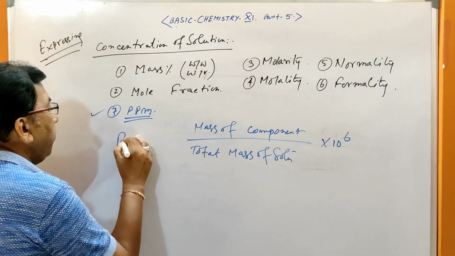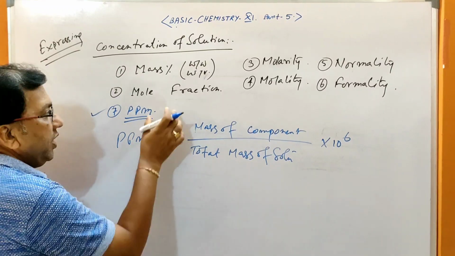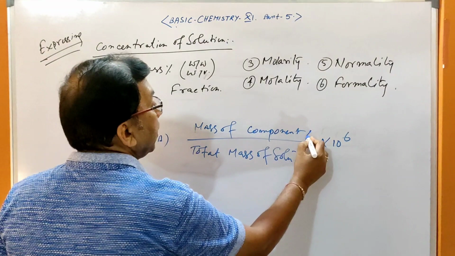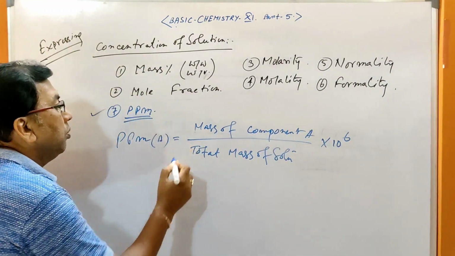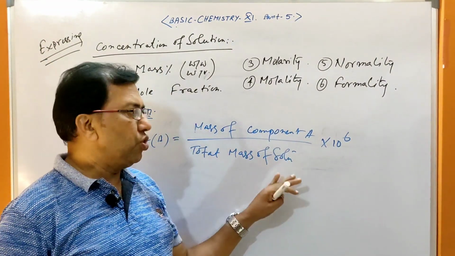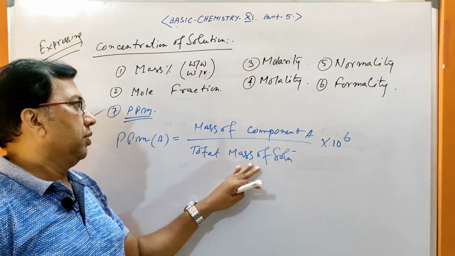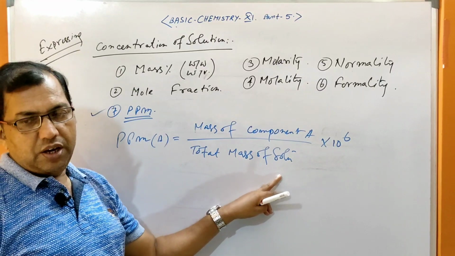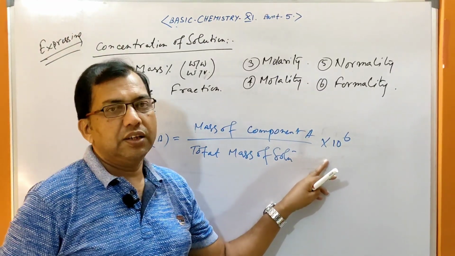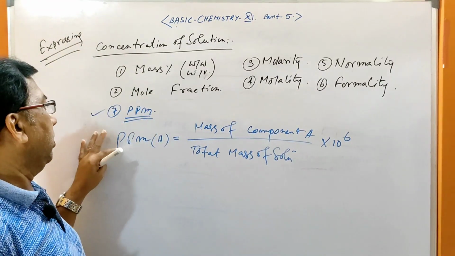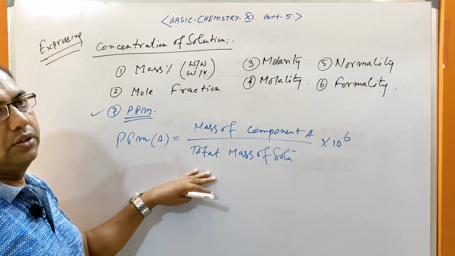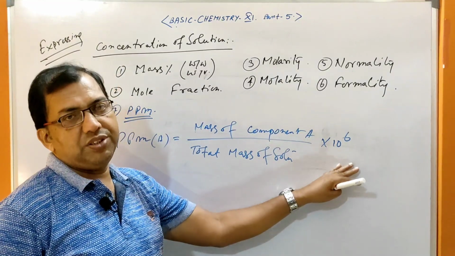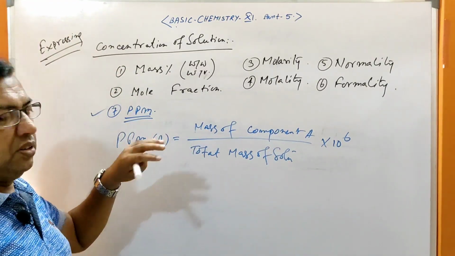This is the ppm of any solute. Suppose ppm of A: mass of component A divided by total mass of solution, into 10 to the power 6. Clear? That is mass of component A over total mass of solution into 10 to the power 6 parts per million. Clear?